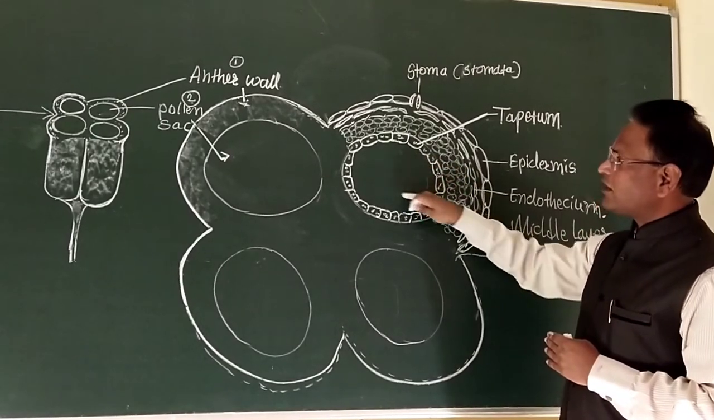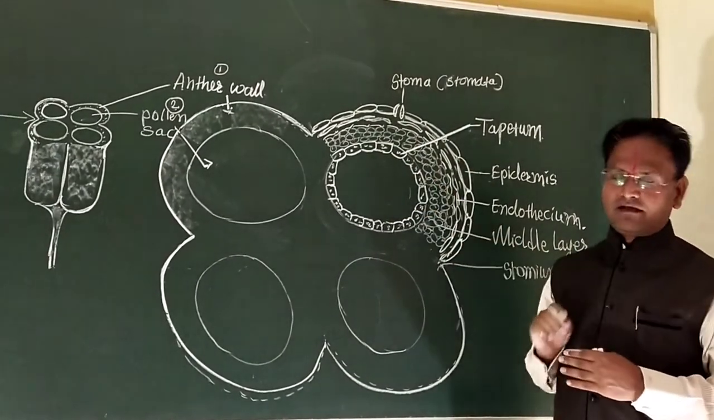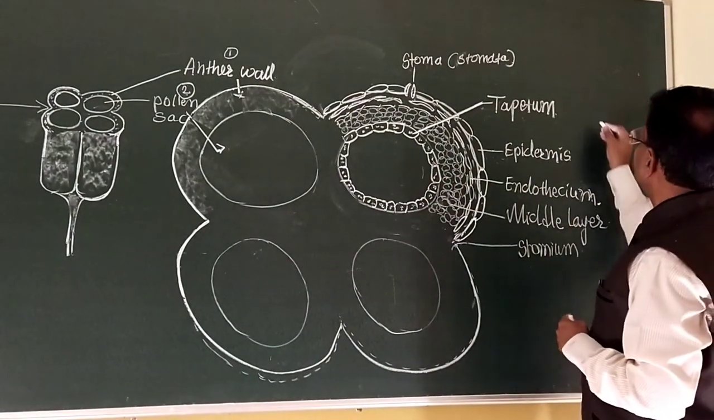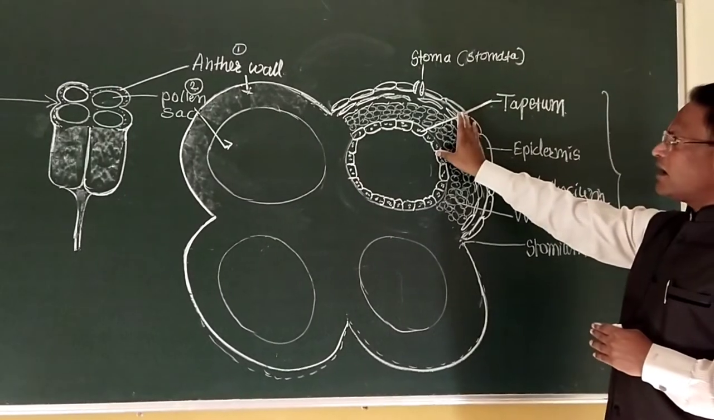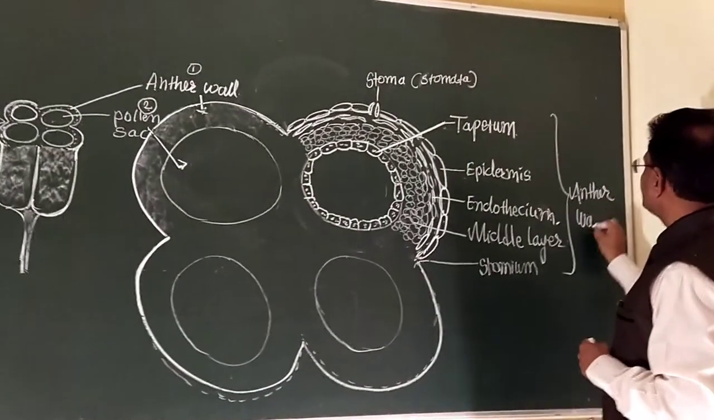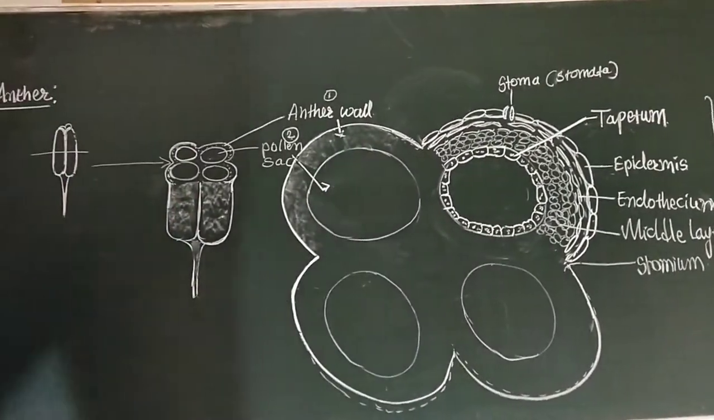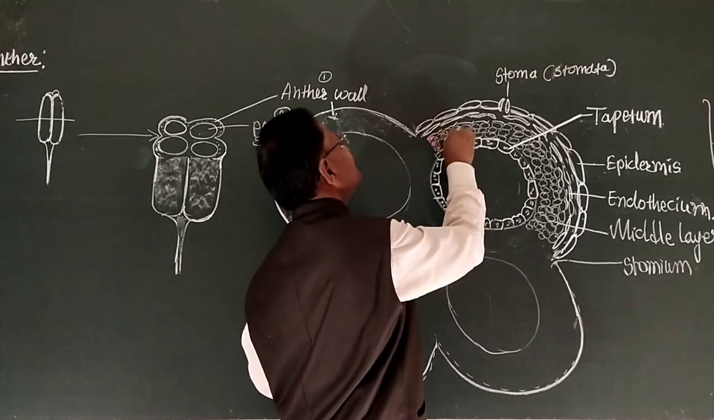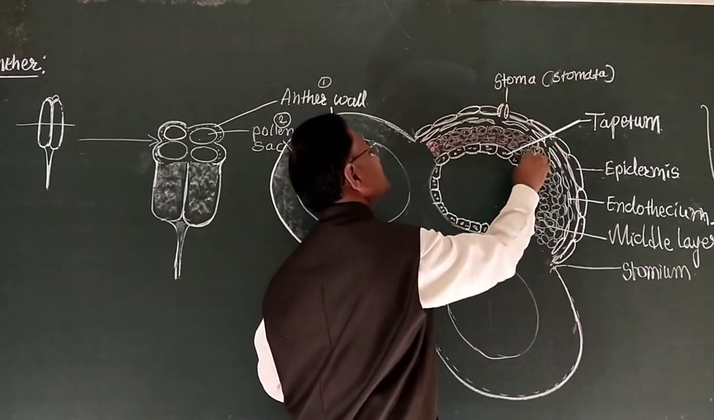Food material is supplied to the microspore, developing pollen grain and developing microspore mother cell present inside the pollen sac. So the innermost layer of the anther wall is the tapetum. All layers of tissue developed in the covering of the anther are known as the anther wall. This anther wall is formed by different layers of tissue. This layer is the middle layer, which is parenchymatous in nature.